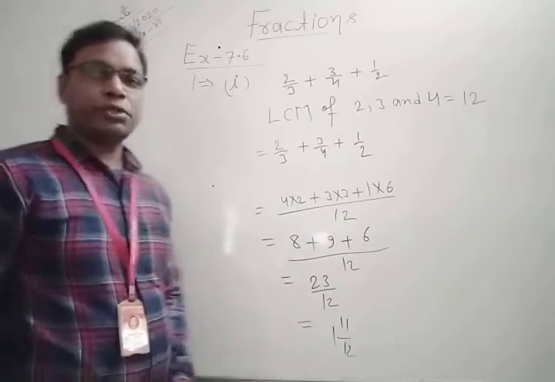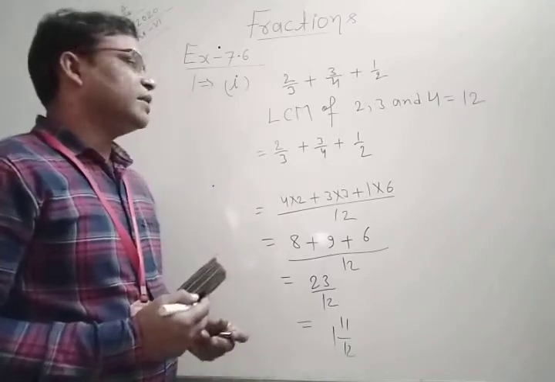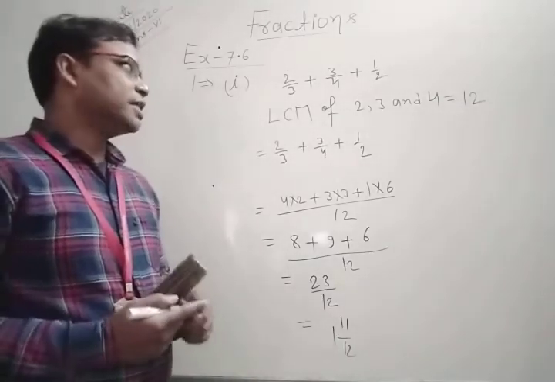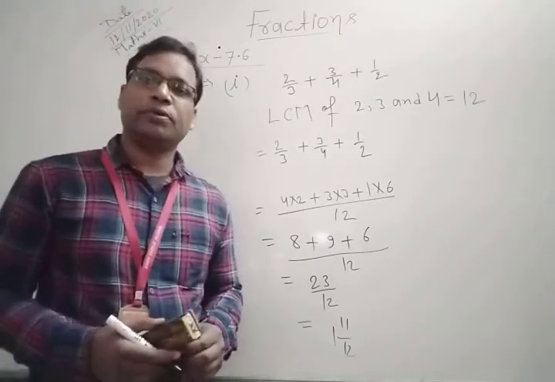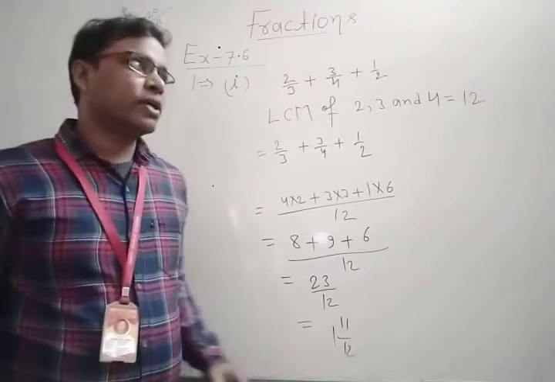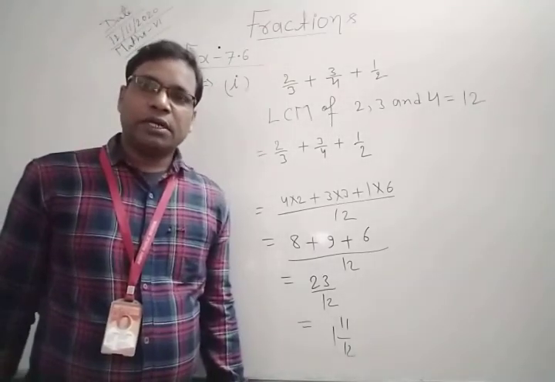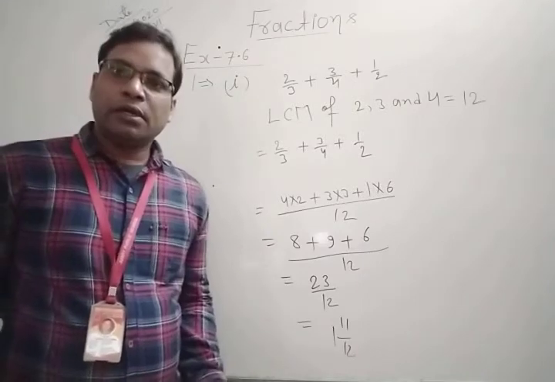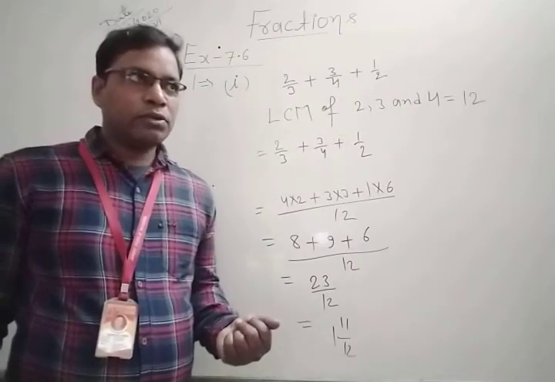Now in this question, it is given 2 by 3 plus 3 by 4 plus 1 by 2. So first we take the LCM of 2, 3 and 4. What is the LCM? LCM is the lowest common multiple. So how can we find common multiples? First we find multiples of 2, multiples of 3, multiples of 4. So what are the multiples of 2?